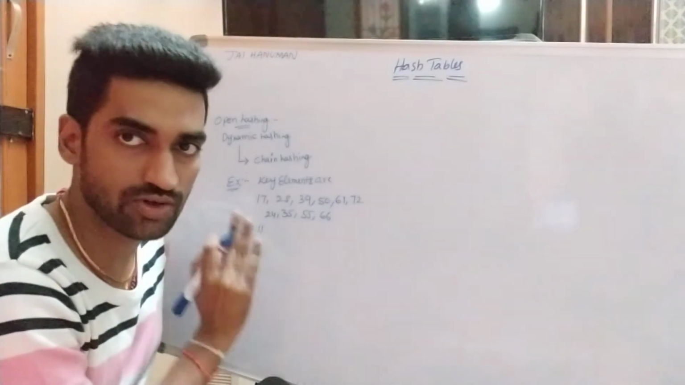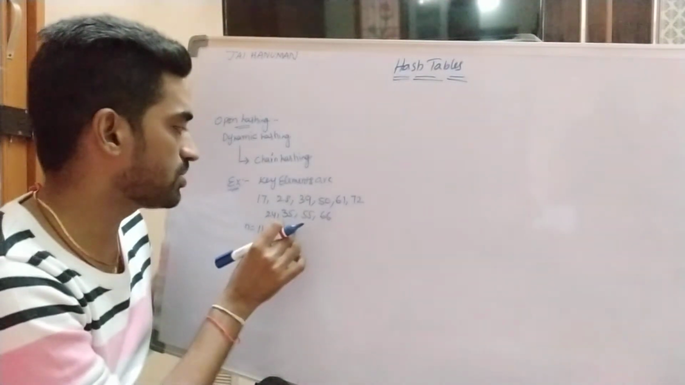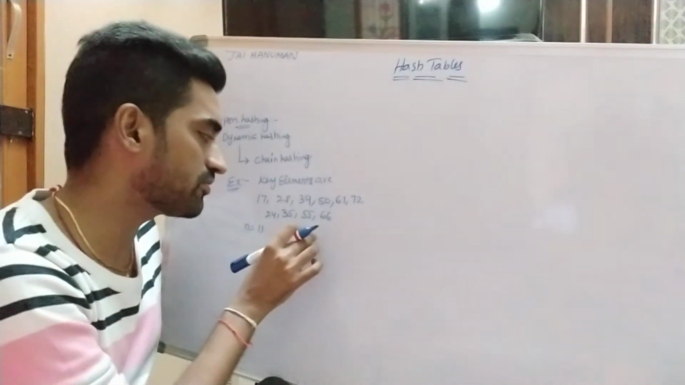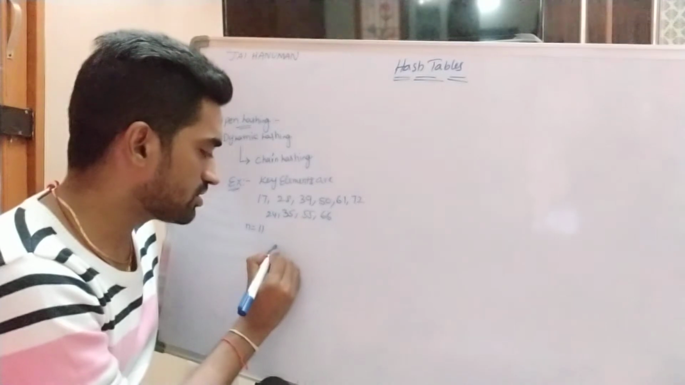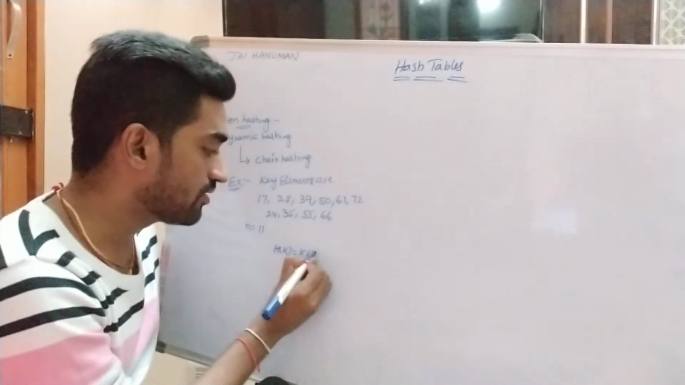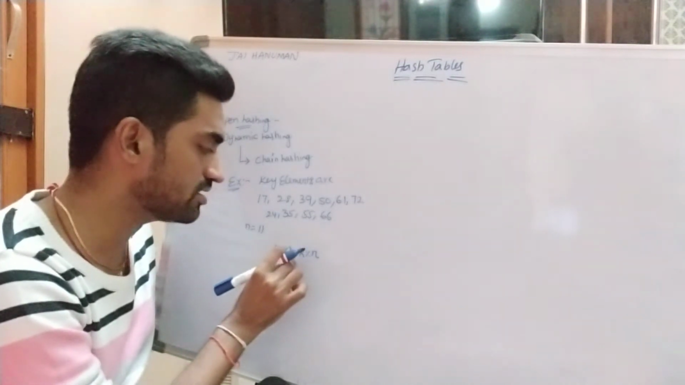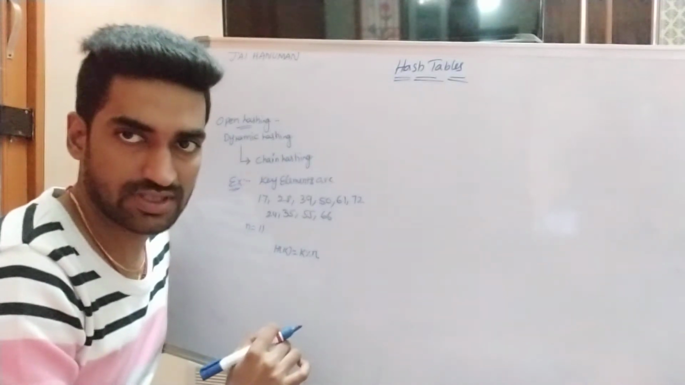Index starts from 0, right? So how to perform hashing operation for this example? So first of all, what is the general formula for performing hashing operation? H of k is equal to k modulo division of n. So here once collision has occurred in hashing, then only we can apply collision resolution techniques, right?